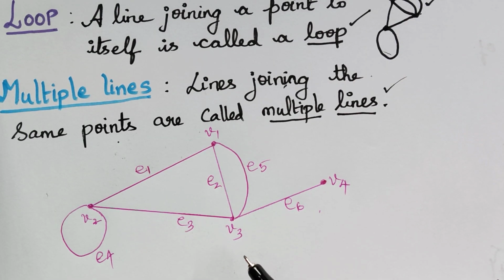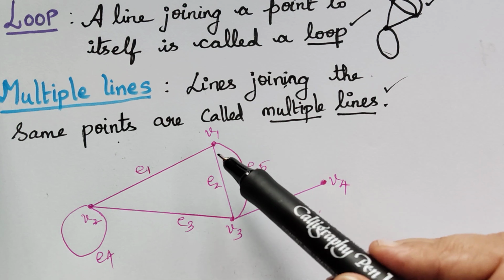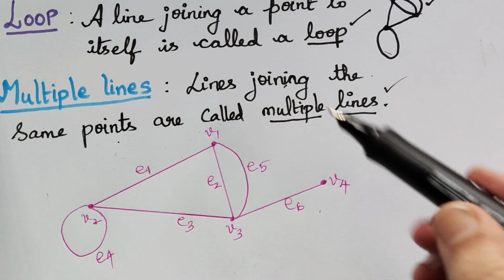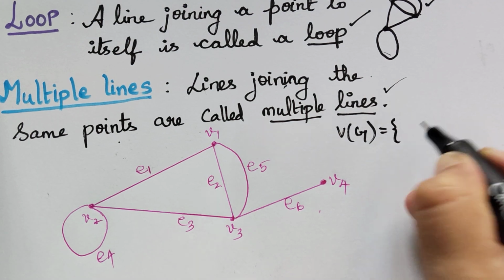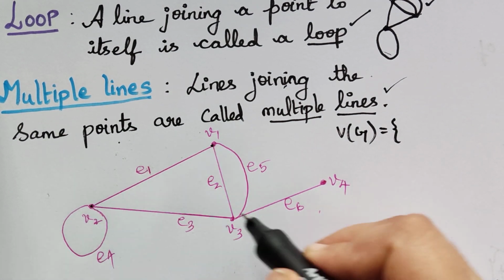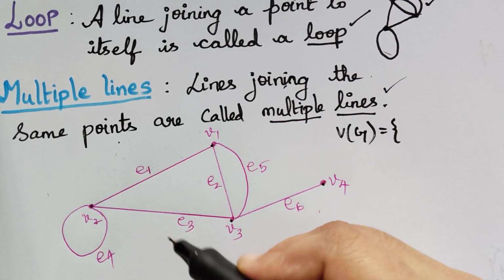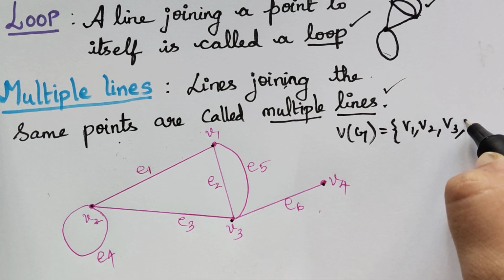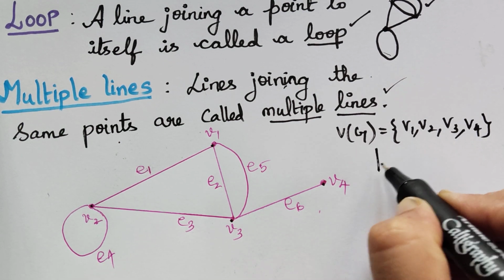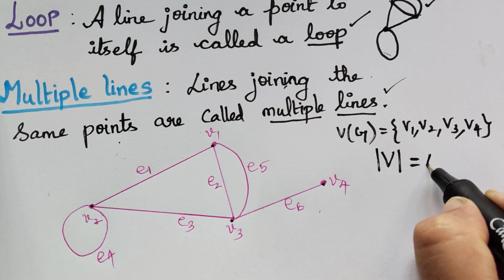So here we have another example. Now we will see what the vertices of this graph are. The vertex set V of G will be equal to V1, V2, V3 and V4. So there are 4 vertices. Since there are 4 vertices, modulus of V will be equal to 4.